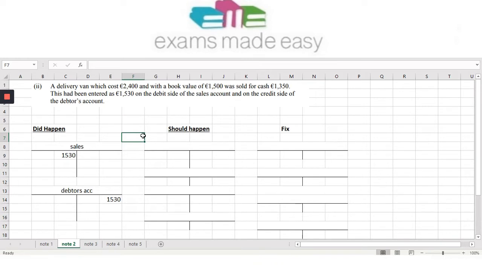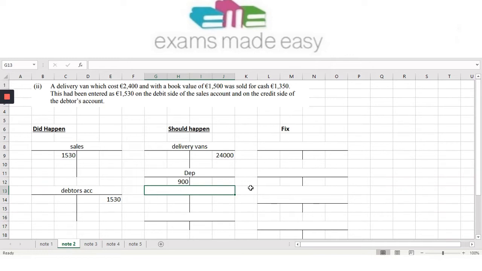What should have happened though? Okay, we'll go through that. We're dealing with delivery vans, okay, not sales, delivery vans. So delivery vans. The delivery van costs 2,400. So when you sell it, delivery vans must go down by 2,400. Credit delivery vans 2,400. When you sell any asset as well, you must write off the depreciation. In this case, the van cost 2,400 and had a book value of 1,500. Therefore, the depreciation was 900. And when the van is disposed of, the 900 is written off as well.